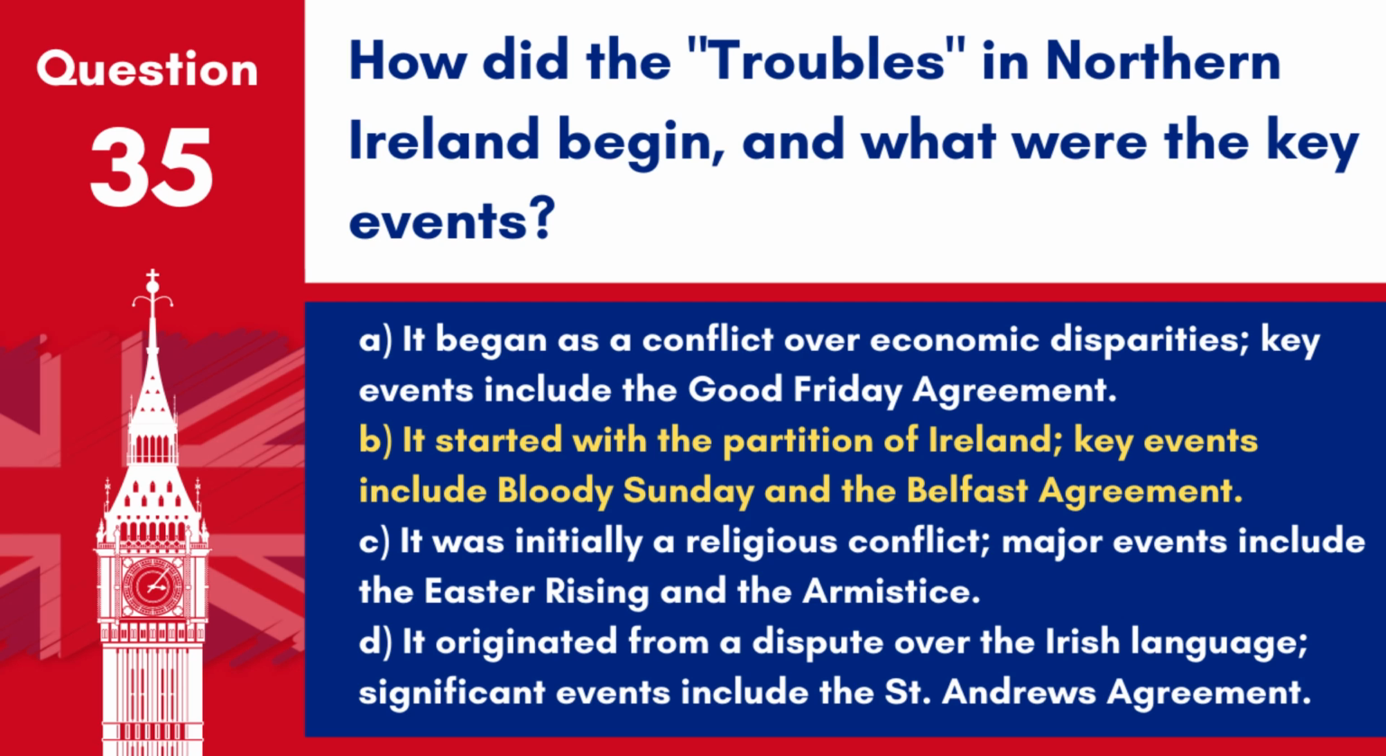Answer. B. It started with the partition of Ireland. Key events include Bloody Sunday and the Belfast Agreement. The Troubles involved complex socio-political conflicts marked by violent incidents and significant political negotiations leading to the peace process.